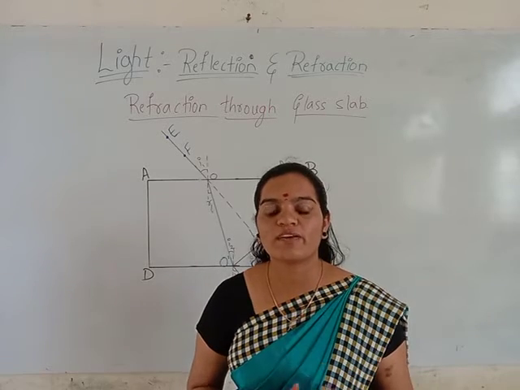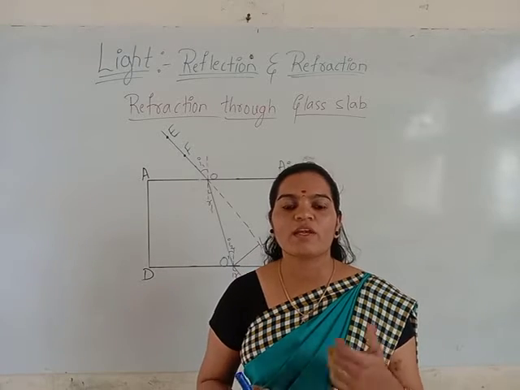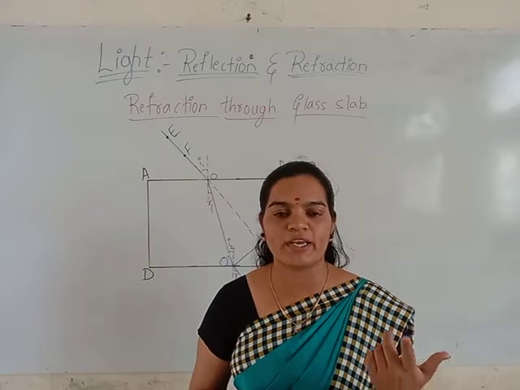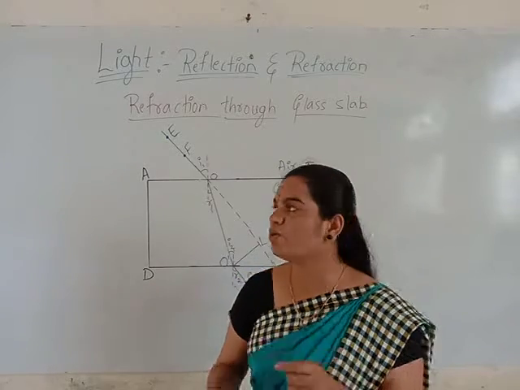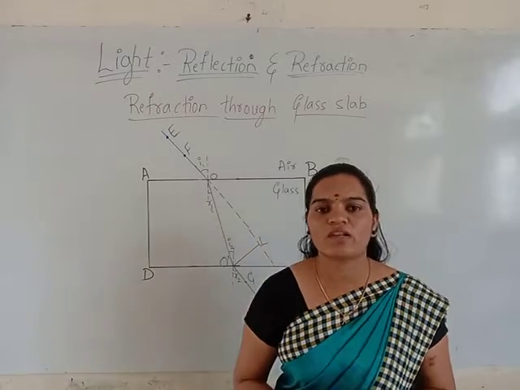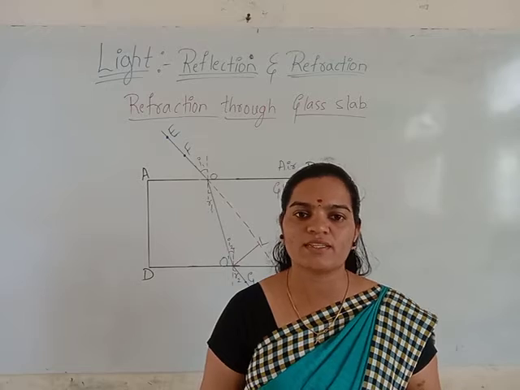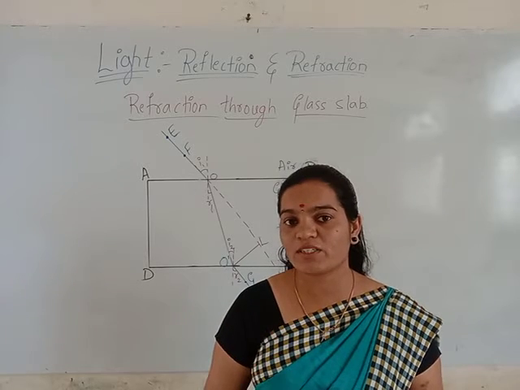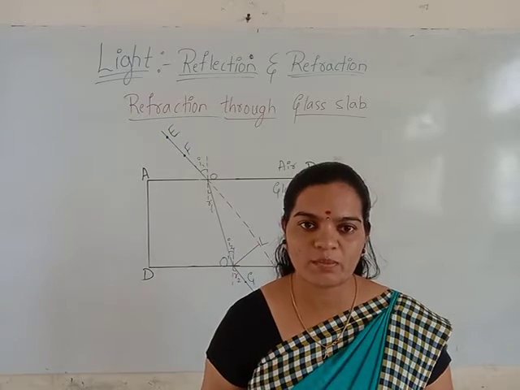So I told you the difference between the reflection and refraction of light also. Reflection takes place in only one medium. The incident ray also travels in the same medium and the ray of light also reflects in the same medium itself. But in refraction, what happens? We are considering two transparent mediums.